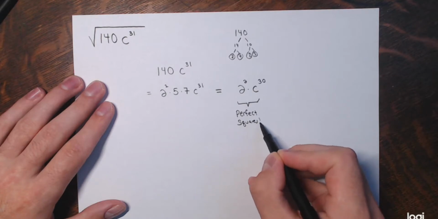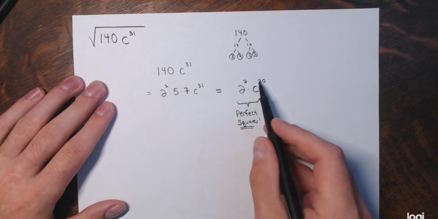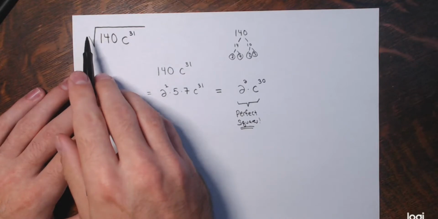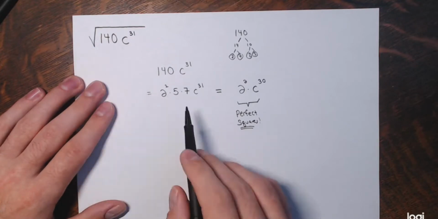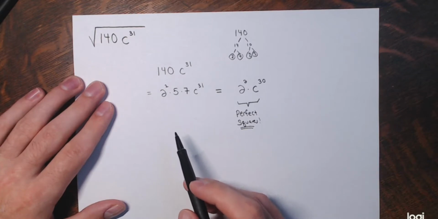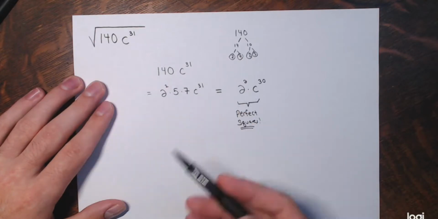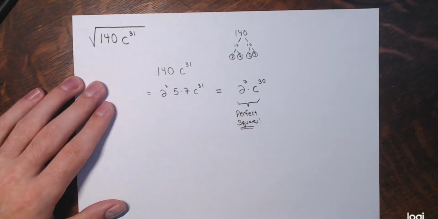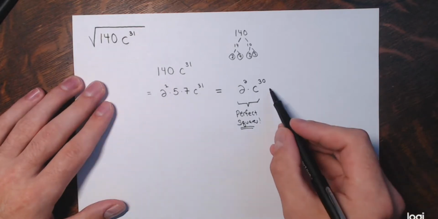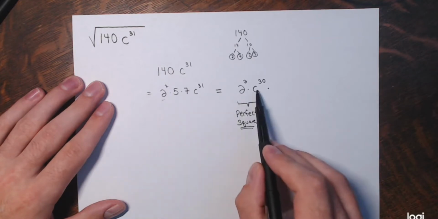And once again, this is only because this is a square root. That's why I'm looking for things with powers that are multiples of 2, right? Things that are squares. If this were a cube root, I'd pull out powers that were multiples of 3, right? And if it were a fourth root, I'd be factoring out powers that were multiples of 4. So please pay attention to what root. I think most of these will be square roots. So I've got 2 squared, c to the 30th.